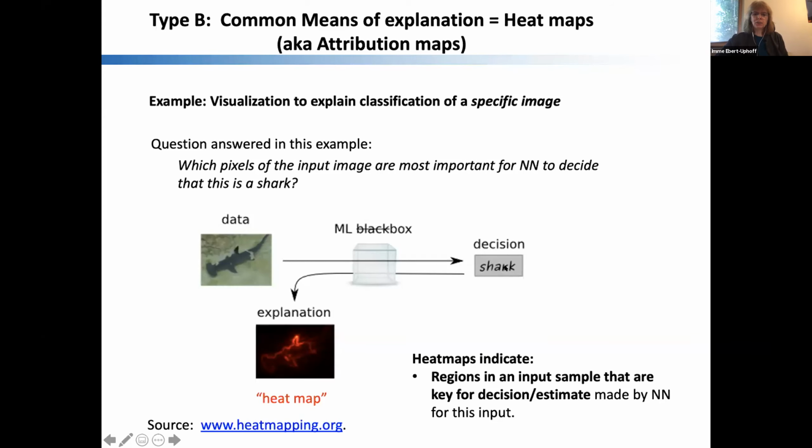And one way of answering that question is to ask the neural network for an explanation in terms of a heat map. And the heat map, again, if you use LRP, tells you where the neural network was paying attention in the input image when it decided that this image contains a shark. So you see over here, it's mainly the outline that it pays attention to, and then this particular fin makes it very different from other sea animals, so this one stands out in particular. So again, the heat maps indicate in this case the regions in the input sample that are key for the decision or estimate made by the neural network for this input.